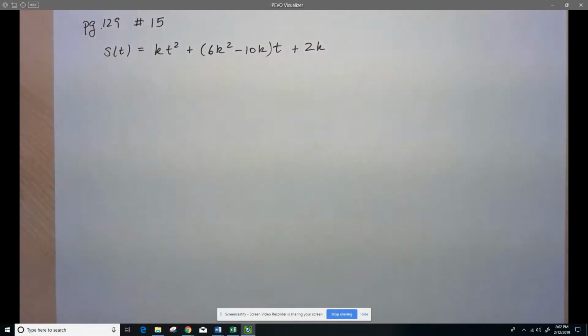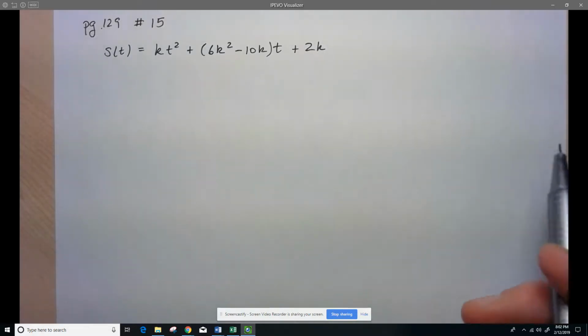Hi folks, we're going to take a look at page 129, number 15. So they give us this function which represents a position function. And they just tell us that k is a non-zero constant, so we treat it as a constant. So part one is to show that the acceleration is constant.